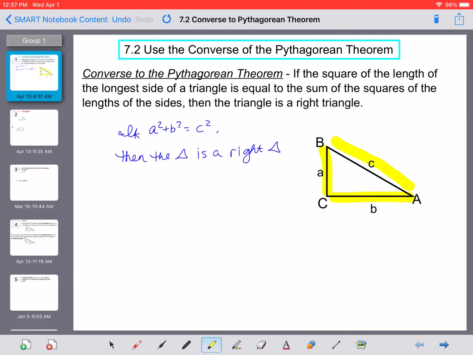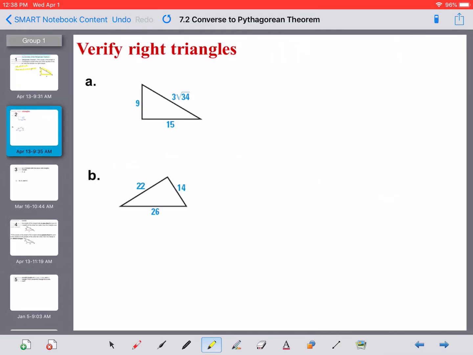The converse to the Pythagorean theorem states that if a squared plus b squared equals c squared, then we know the triangle is a right triangle. This is a theorem we use to find out whether or not triangles are right triangles. Let me show you a couple examples.